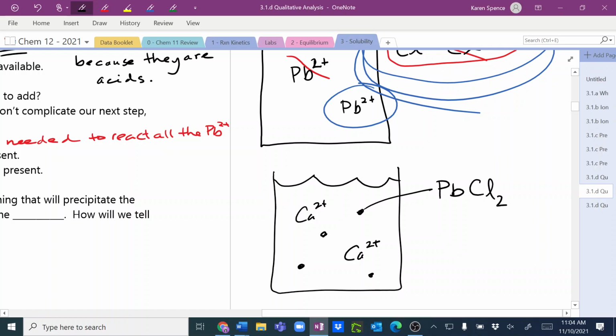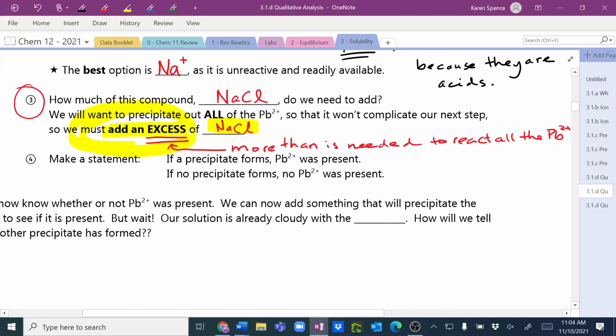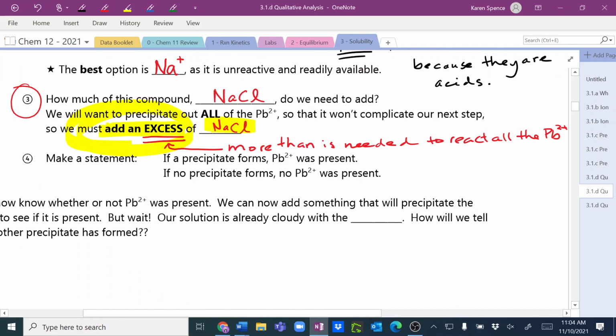Before we do that, we need to make a statement. I forgot about that. Step 4, make a statement. If you got a precipitate with the chloride, there was lead. If there was no precipitate, there was no lead. So step number 4 is just make that statement. There are 2 if statements: if there is a precipitate, if there is no precipitate, and you just say what you figured out from that.